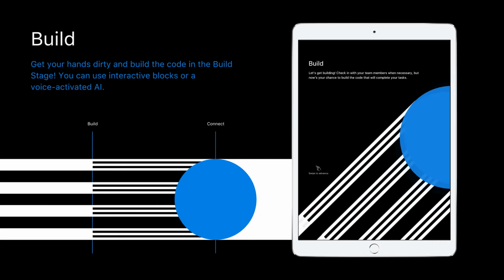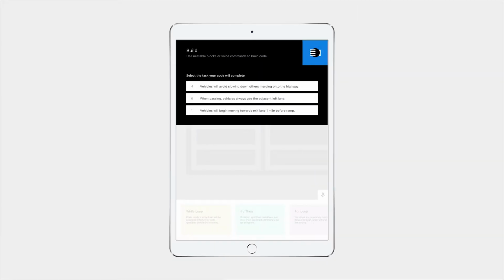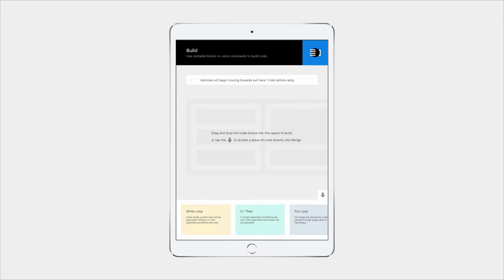Once the challenge is broken out into tasks, the teams move to the build phase to begin creating code. This is the chance for students to find a quiet place in the classroom and experience hands-on programming for themselves. The students choose one of their assigned tasks and begin building code to complete the goal.